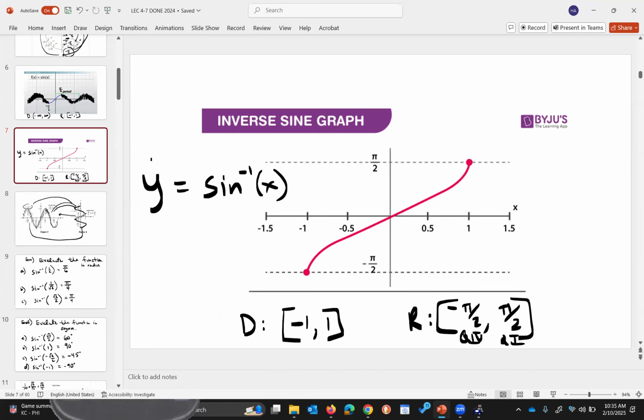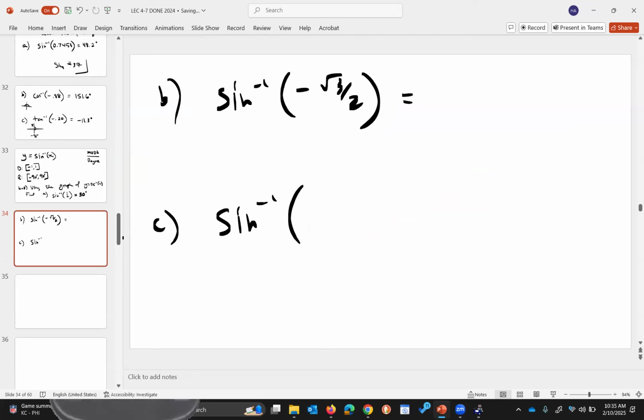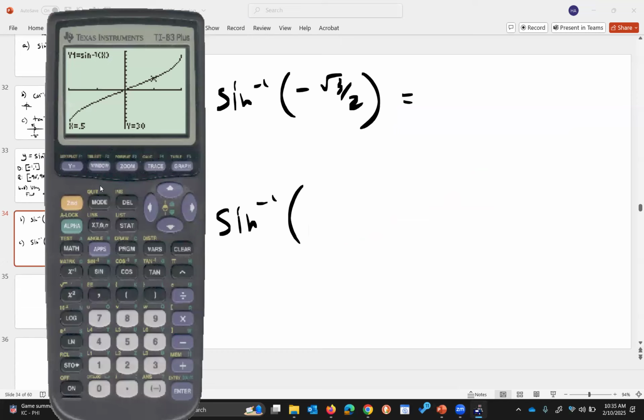So now, see if this makes sense. Let's do two more. I need to know sine inverse of negative square root of 3 divided by 2. Of course, I make it a little more fun. Unit circle to find that? You could use this unit circle. You could use the graph, right? That's what I'm trying to teach you. There are different ways to do it, right?